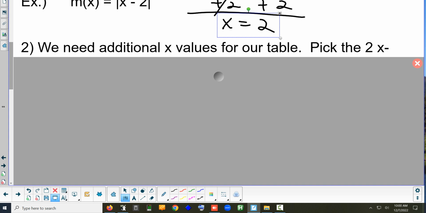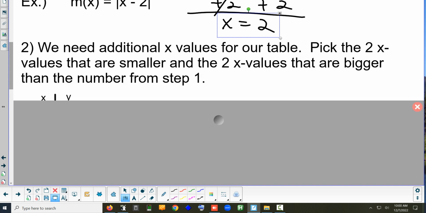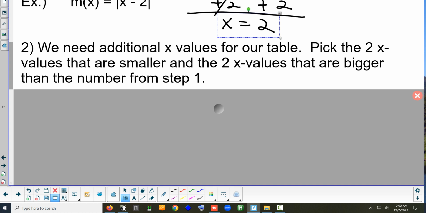Well, x is going to be one of the values we pick. So what else do we want to pick? My suggestion is pick a couple that are lower, and then pick a couple that are higher. So pick the next 2 values that are smaller than 2, and pick the next 2 values that are bigger than 2. And those are the x values you're going to use. Now, it's not always going to come out to a 2. That's just this problem.